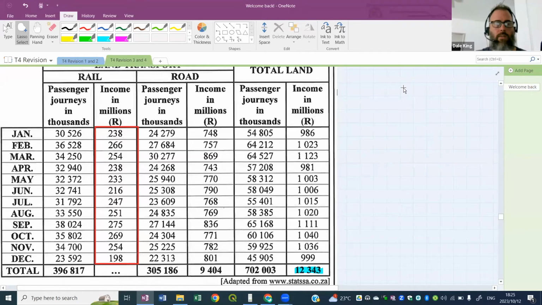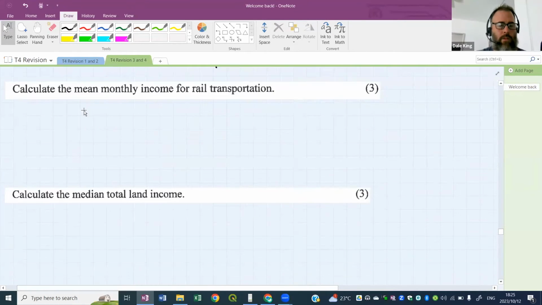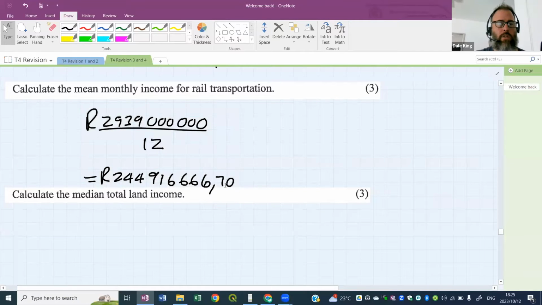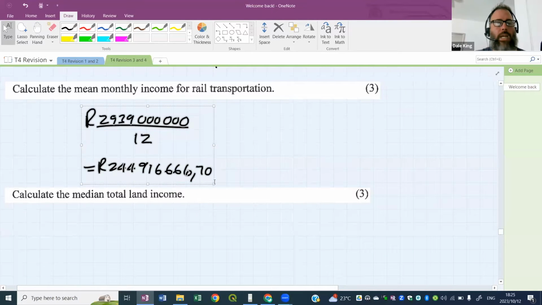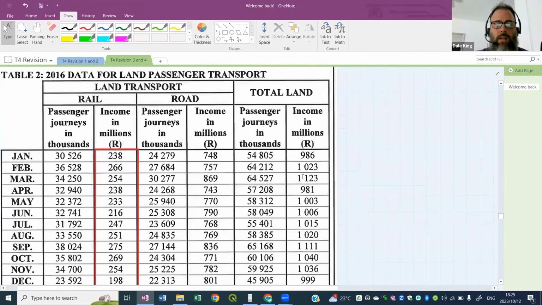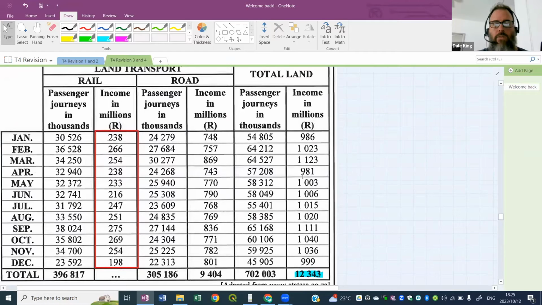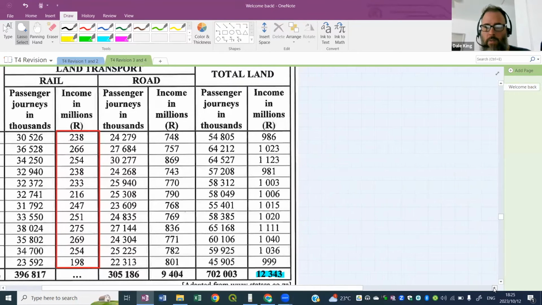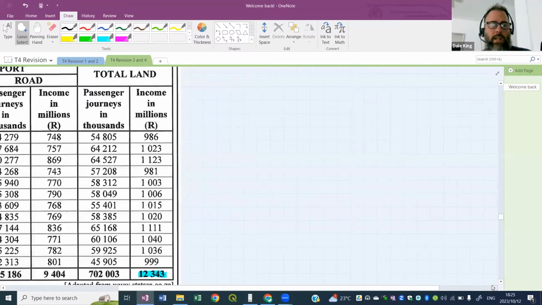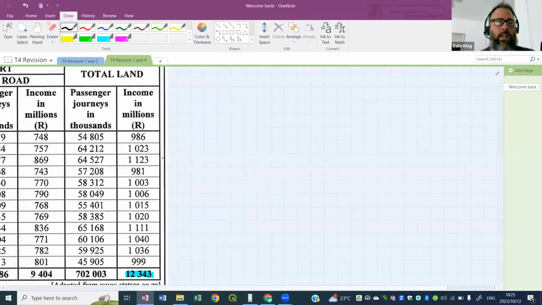Let's take this one down and see what else we've got here for you. All right, look at the next question. Calculate the median total land income. Now, guys, I'm sorry to say that we're going to have to rearrange these numbers, because for median, we need to find the middle one. Okay, so this is the land income column on the right-hand side here. We're first going to quickly arrange these in order from smallest to biggest.